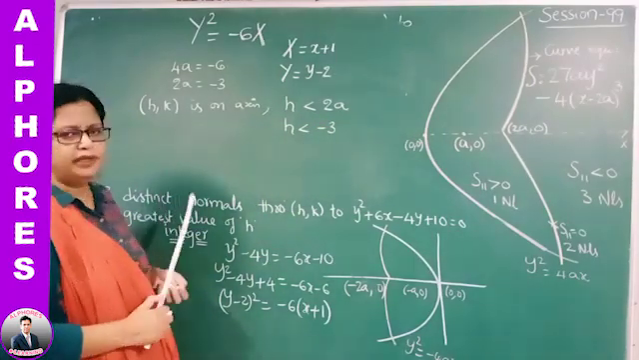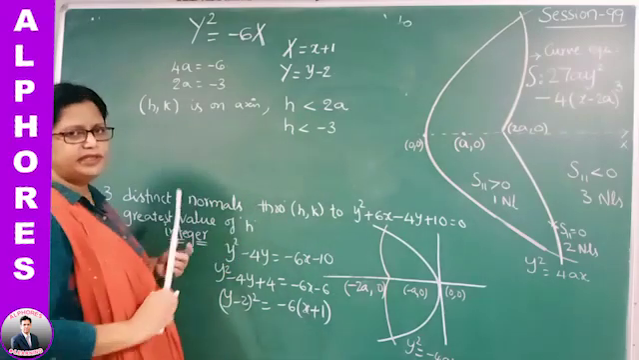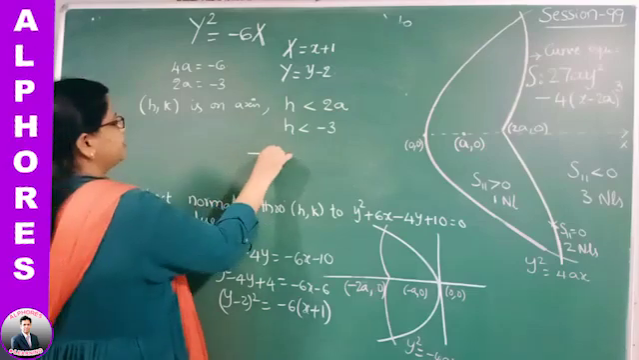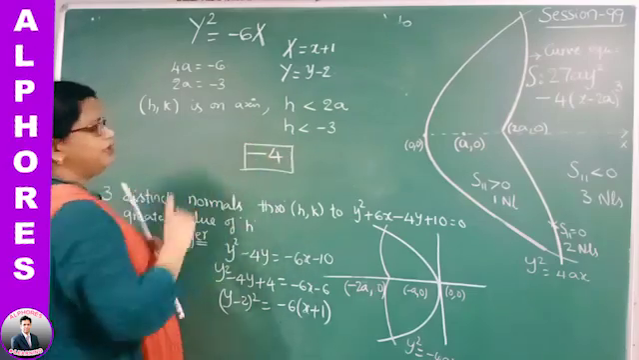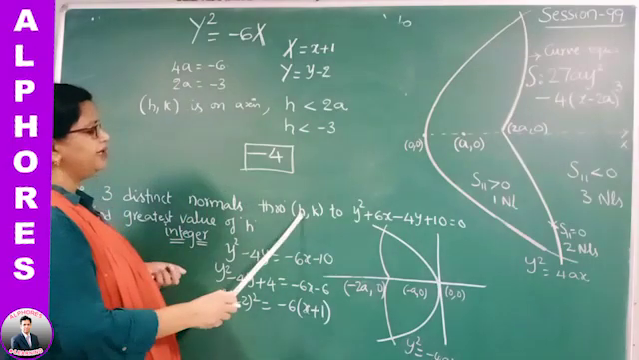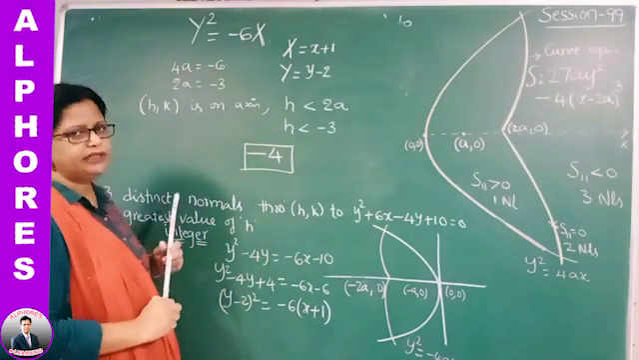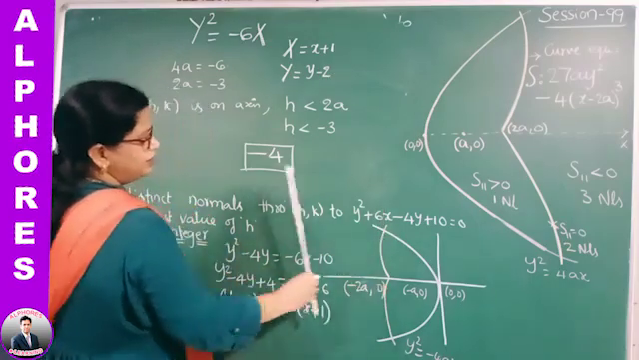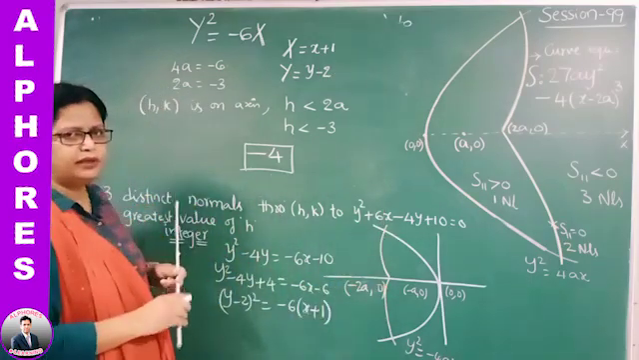But they are asking about the maximum value. So maximum integer means, what is the maximum integer we can write? The maximum integer is nothing but minus 4. So minus 4 is the maximum integer, such that from the point h comma k there exist how many normals? 3 normals. So the concept is nothing but exactly you are taking the entire thing this side. Okay, next.